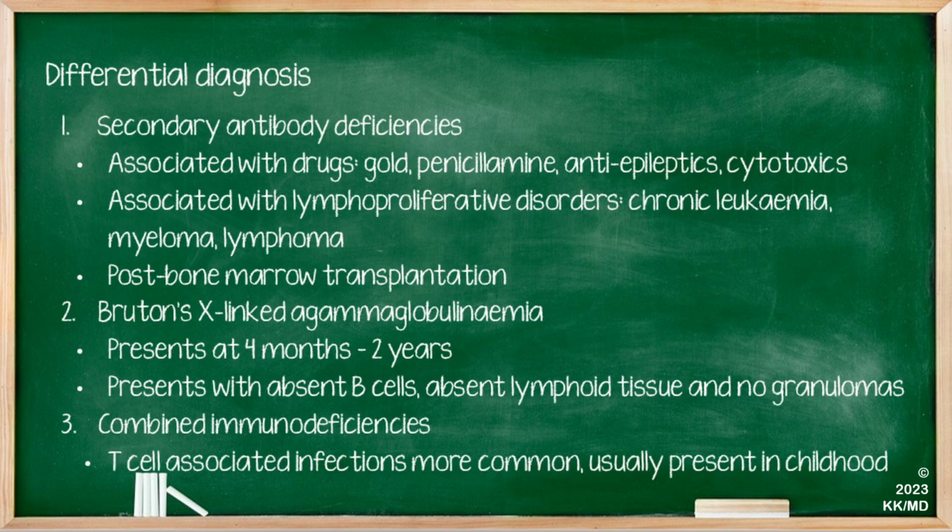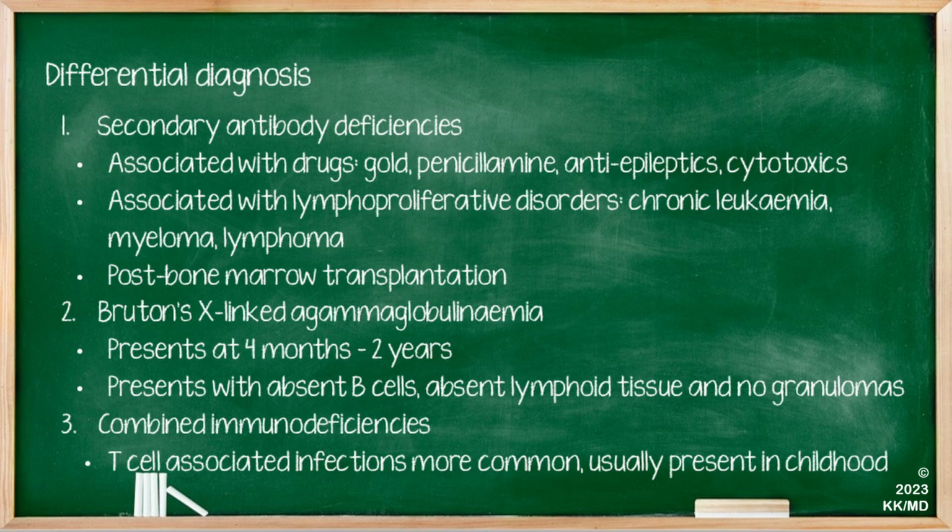The differential diagnosis of CVID is vast and varying, and these can be divided into 3 broad categories. Firstly, there are secondary antibody deficiencies. These may be associated with drugs, for example, gold, penicillamine, antiepileptics, and cytotoxics, or associated with lymphoproliferative disorders, such as chronic leukemia, myeloma, and lymphoma. Post-bone marrow transplantation may also give rise to a secondary antibody deficiency and should be considered as a differential diagnosis.